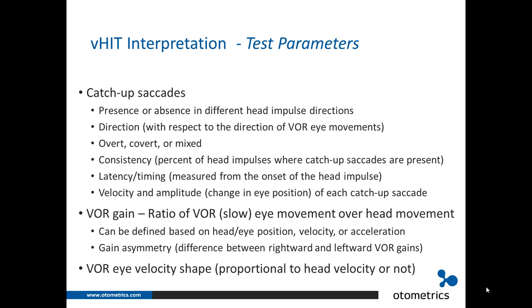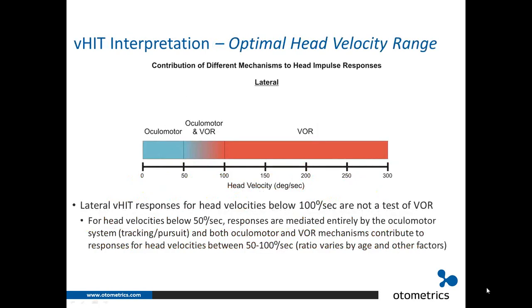The last parameter is the shape of the VOR eye movements. This parameter has not received much attention in the literature, but it can be very helpful in distinguishing unilateral from bilateral lesions. We need to know if the VOR eye movements during head impulses are approximately proportional to the head velocity, or are they saturated or clipped. Most of these parameters can be examined qualitatively, but a few that are shown here in red have to be quantified. We will discuss each one of these parameters in more detail.